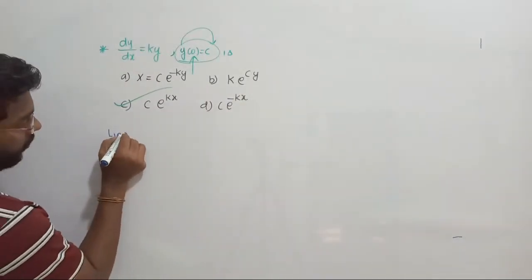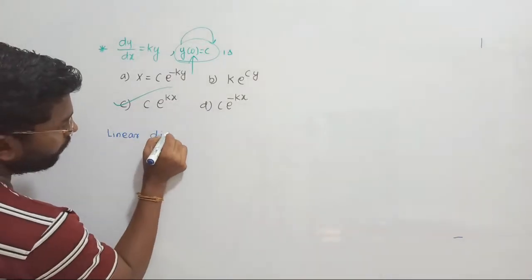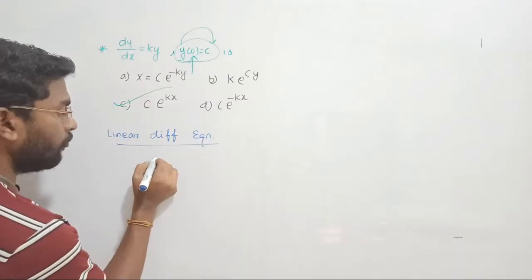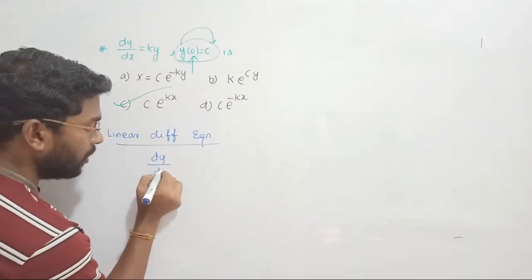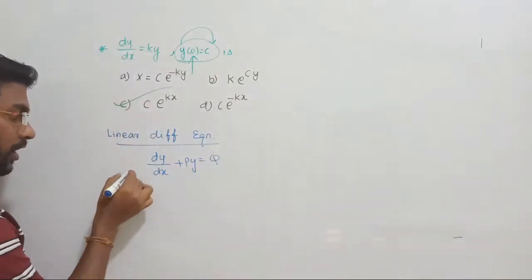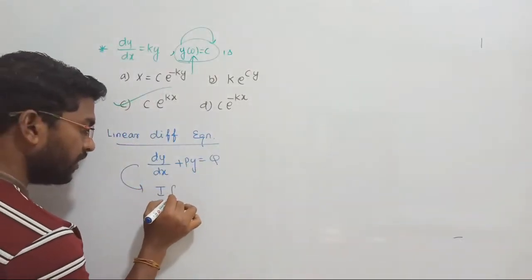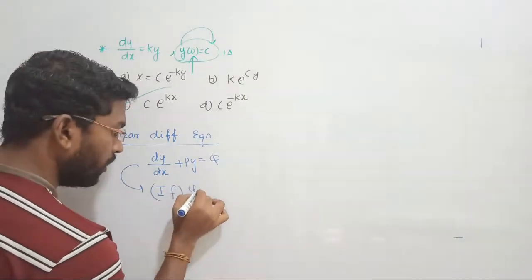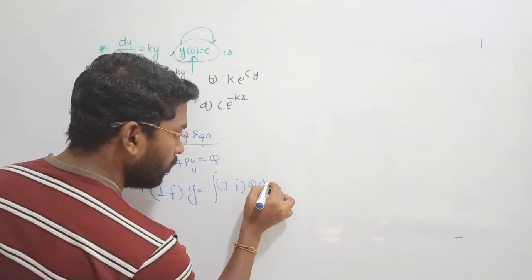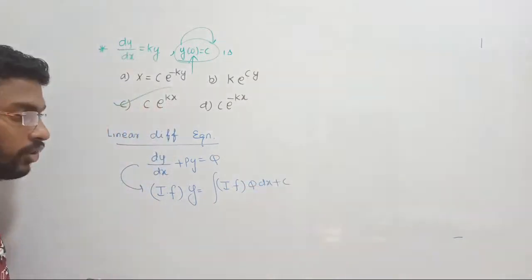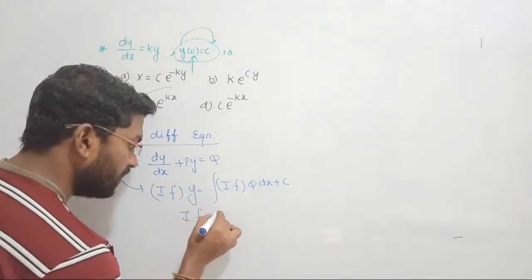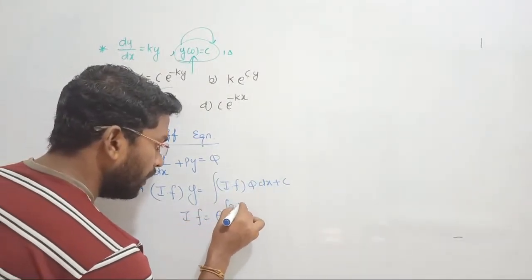So in a linear differential equation, what we saw, the standard format is dy upon dx plus p into y equal to q. Correct? And the solution for this equation is integrating factor into y is equal to the integral of integrating factor into q into dx plus constant c. Do you all agree with me? Yes. Let's find the integrating factor first. It is e power integral of p into dx.